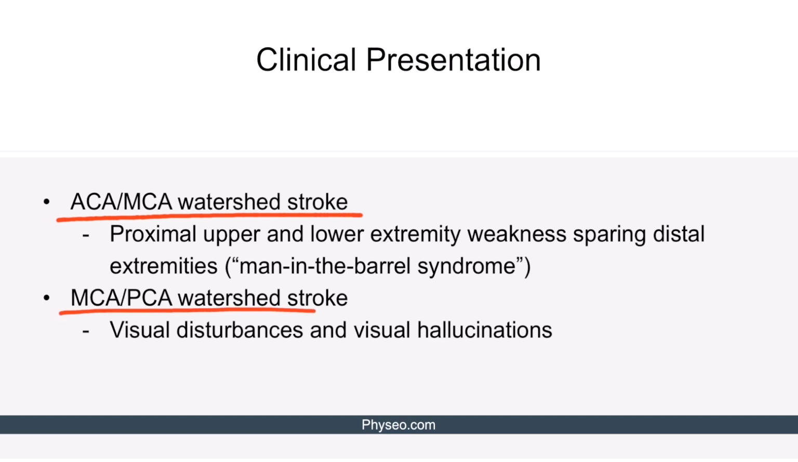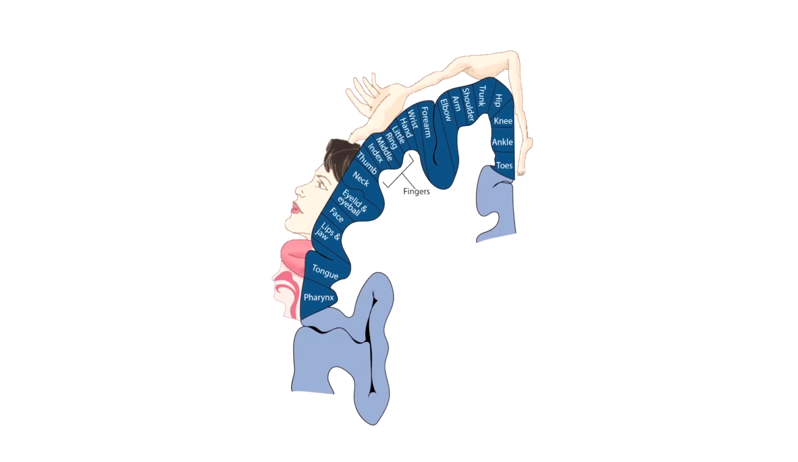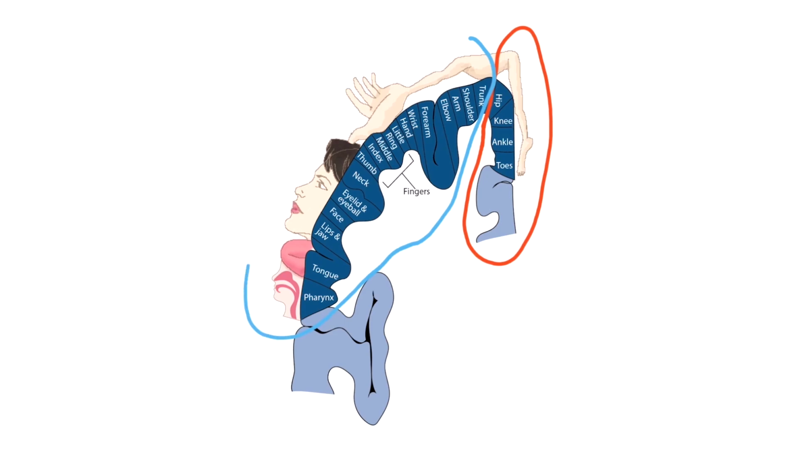Middle and posterior cerebral artery watershed stroke usually causes visual disturbances and visual hallucinations because this area is close to the primary visual cortex. Here we see the visual representation of the cerebral homunculus. Let's take a minute to correlate this image to the clinical presentations that we just discussed. Remember that the anterior cerebral artery supplies the medial part of the homunculus that correlates with the lower extremity. The middle cerebral artery supplies the lateral part of the homunculus that correlates with the upper extremity and arm.